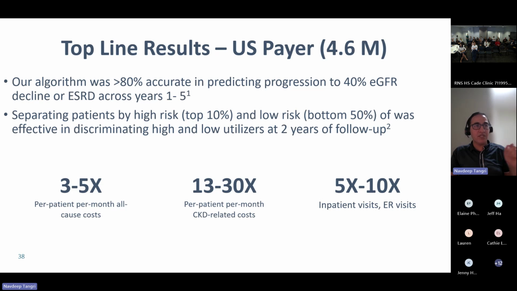When you compare high risk to low risk people, there's 3 to 5 times more all-cause costs, 13 to 30 times more CKD related costs, and it's all driven by inpatient visits and ER visits.